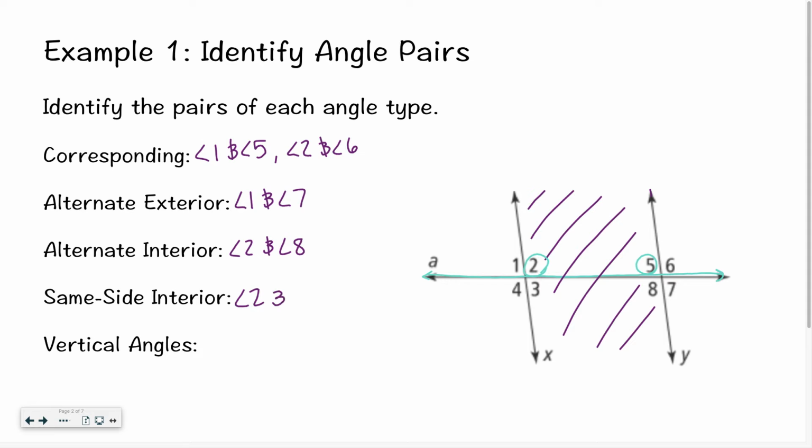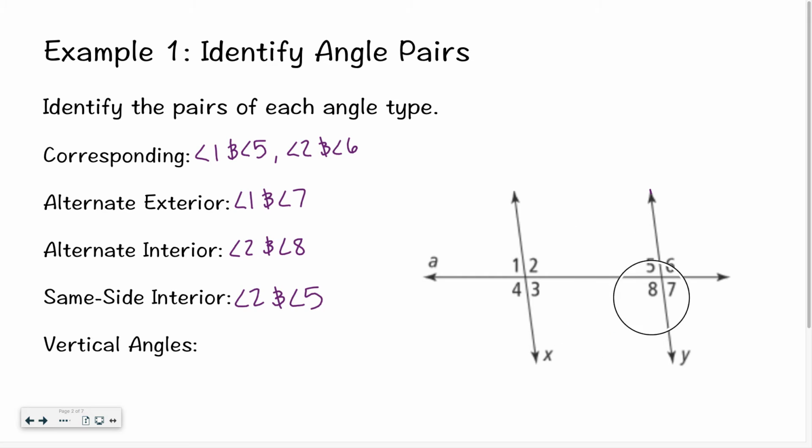What would my other example of same side interior angles be? Hopefully you said angle 3 and angle 8 would be the other example of same side interior angles.